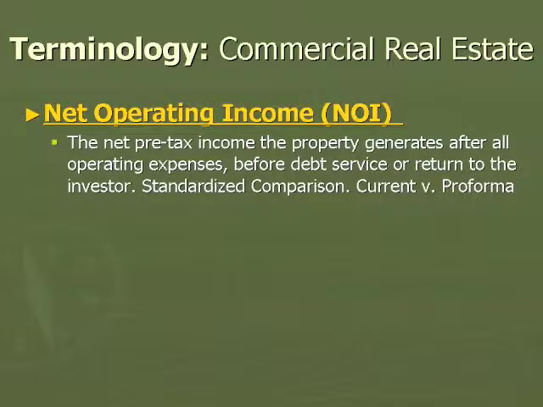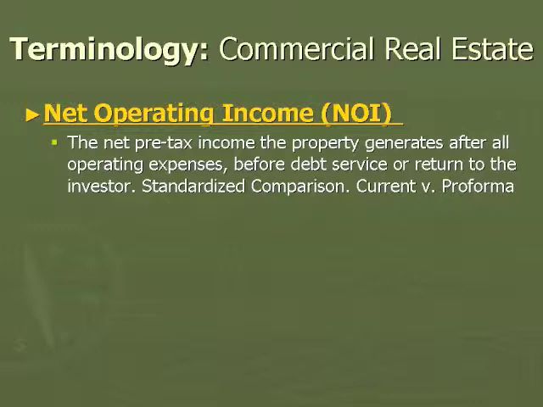Let's give you some real quick real estate terminology so we're all on the same page. Net operating income, NOI, very simply, is the net pre-tax income the property generates after all the operating expenses and before debt service or return to the investor. In other words, it's what the building makes itself without any debt, without any return to the investor.